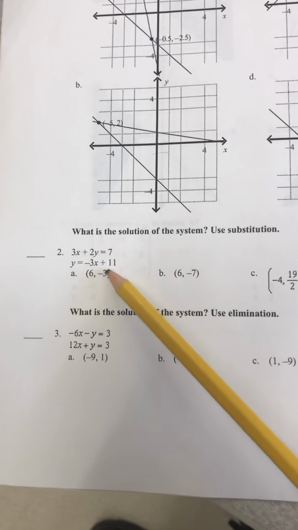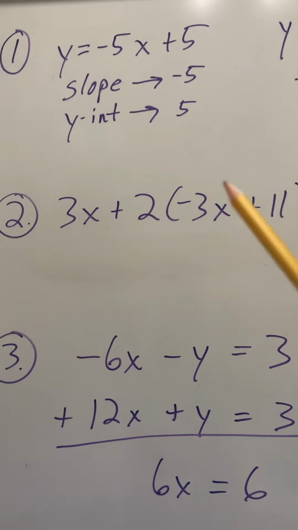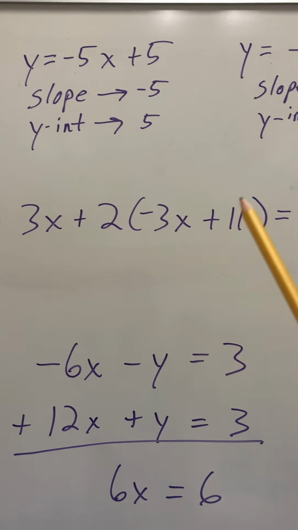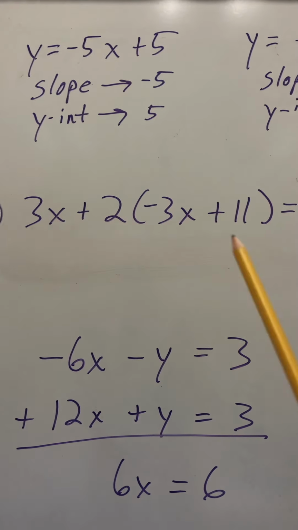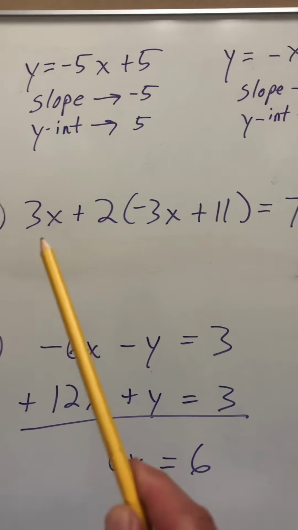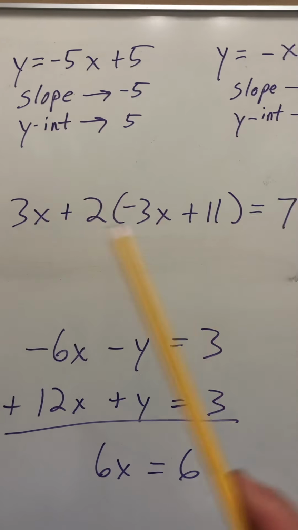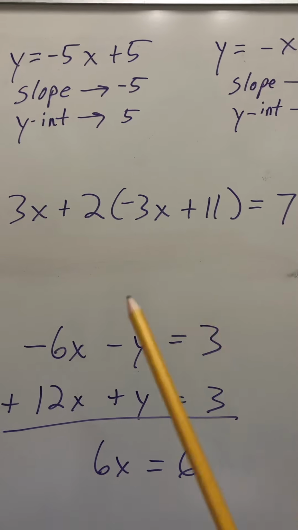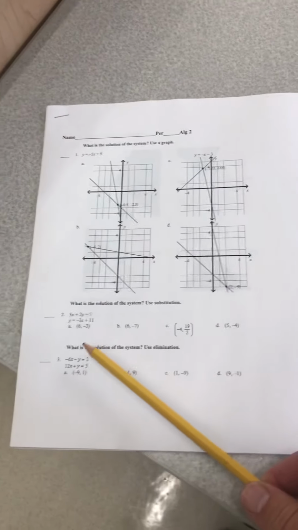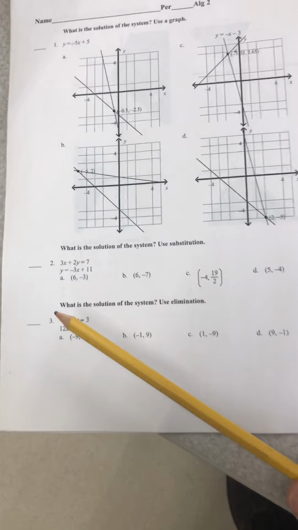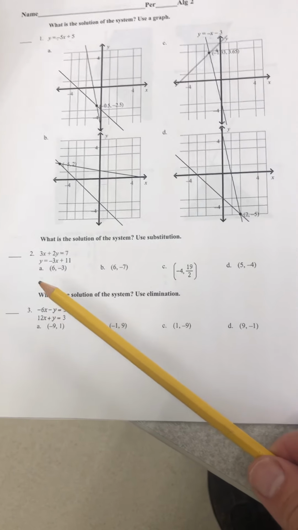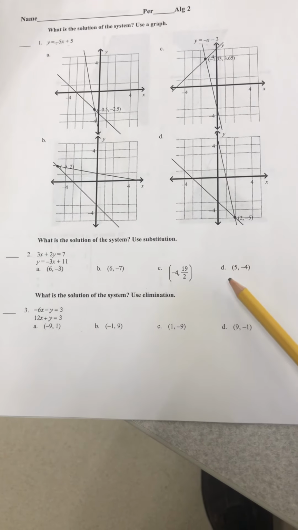Okay, number two, what is the solution of the system, using substitution? For your number two, I went ahead and substituted in that y value for y right here. I did the first step for you. Go ahead and use the distributive property and then solve for x. There's only going to be one x with that value, and you don't even have to solve for y.